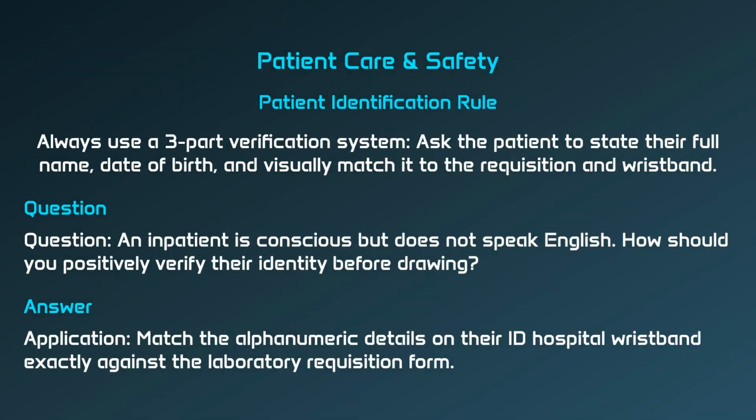Patient care and safety. Patient identification rule. Always use a 3-part verification system. Ask the patient to state their full name and date of birth, and visually match it to the requisition and wristband. Question. An inpatient is conscious but does not speak English. How should you positively verify their identity before drawing? Answer. Application: match the alphanumeric details on their ID hospital wristband exactly against the laboratory requisition form.